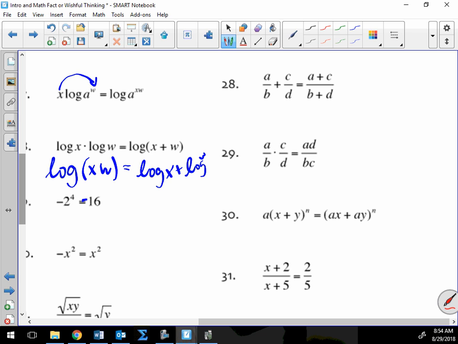28? Almost. Gotta get that common denominator. So our denominator would be P, D in the first place. Alright, 29?